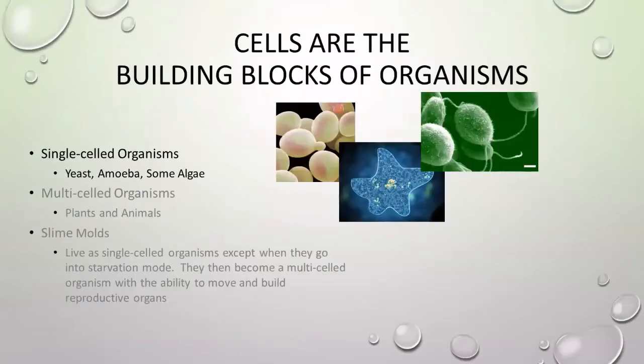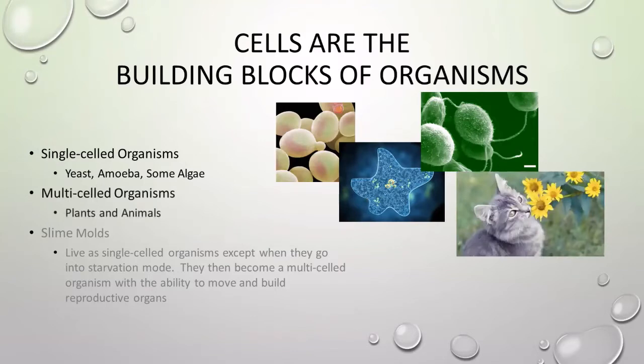So cells are the building blocks of organisms. The single-celled organisms, the yeast, the amoeba, and some algae shown here are just made of single cells, but then there's the multicelled organisms, that's plants and animals, and just about everything you can see are multicelled organisms. And there's some multicelled organisms that you're not even able to see, that they're too small.